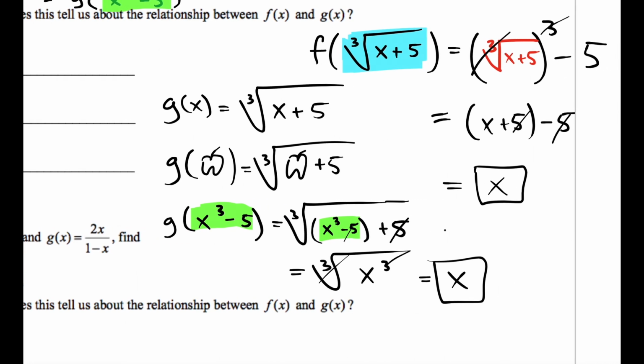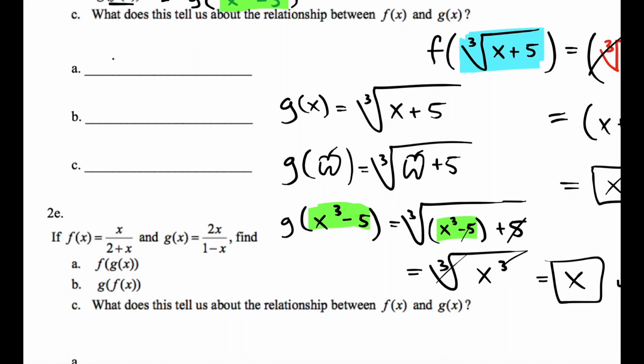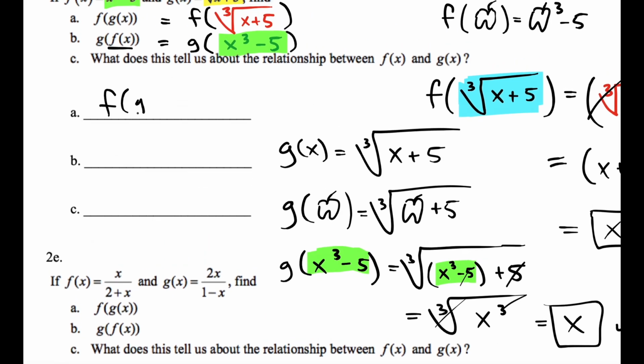So both ways, we found that f of g of x is x and g of f of x is x. So therefore, they're inverses of each other.